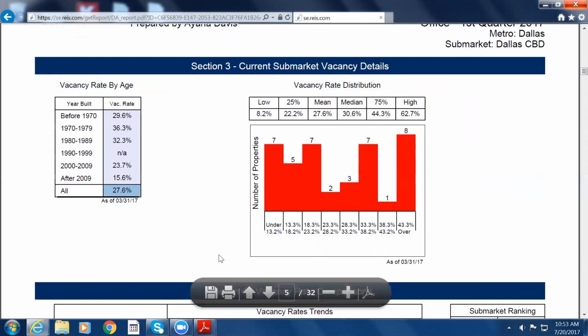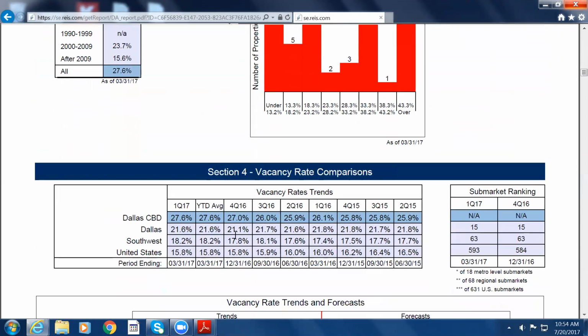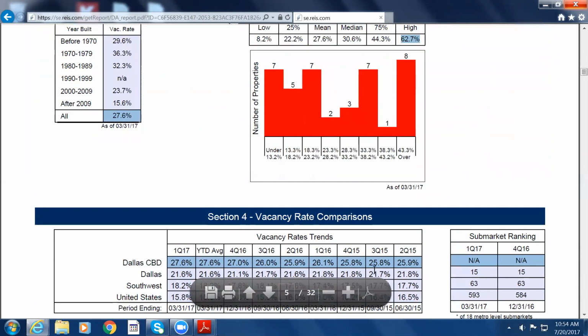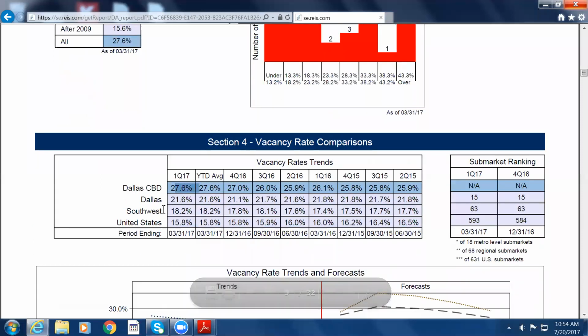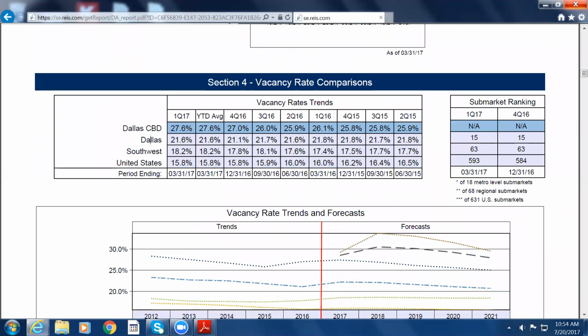Looking at vacancy rates, interesting. The vacancy is actually higher in some of the older buildings within this submarket. And actually a couple of outliers here in that high end, over 43%. We've got about 8 properties here with over 43% vacancy rates. Vacancy is a little bit higher overall than Dallas, and then where that sits in terms of a submarket ranking.